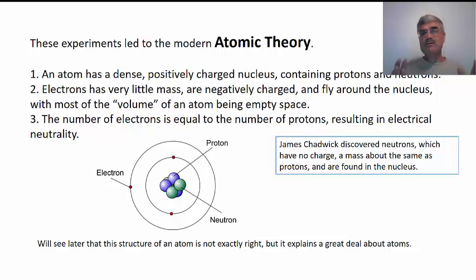This led Rutherford to develop the more modern atomic theory, which is that an atom has a dense positively charged nucleus containing protons and neutrons, that electrons, which have very little mass and are negatively charged, fly around a nucleus in some type of orbit, and that the volume of an atom then is mostly empty space, and also that the number of electrons is equal to the number of protons, resulting in a neutral electrical charge for an atom.